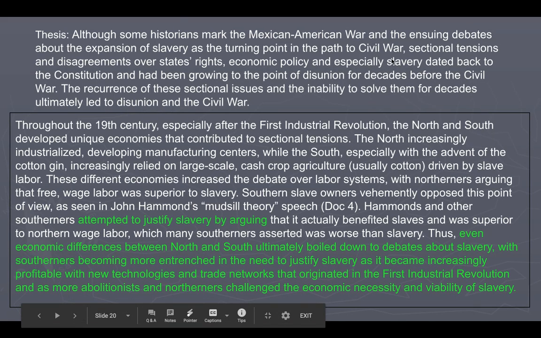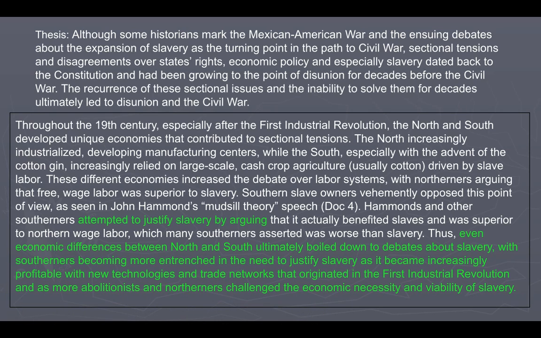So this again is my thesis statement. Although some historians mark the Mexican-American War and the ensuing debates about the expansion of slavery as the turning point in the path to the Civil War, sectional tensions and disagreements over states' rights, economic policy, and especially slavery dated back to the Constitution and had been growing to the point of disunion for decades before the Civil War. The reoccurrence of these sectional issues and the inability to solve them for decades ultimately led to disunion and the Civil War.